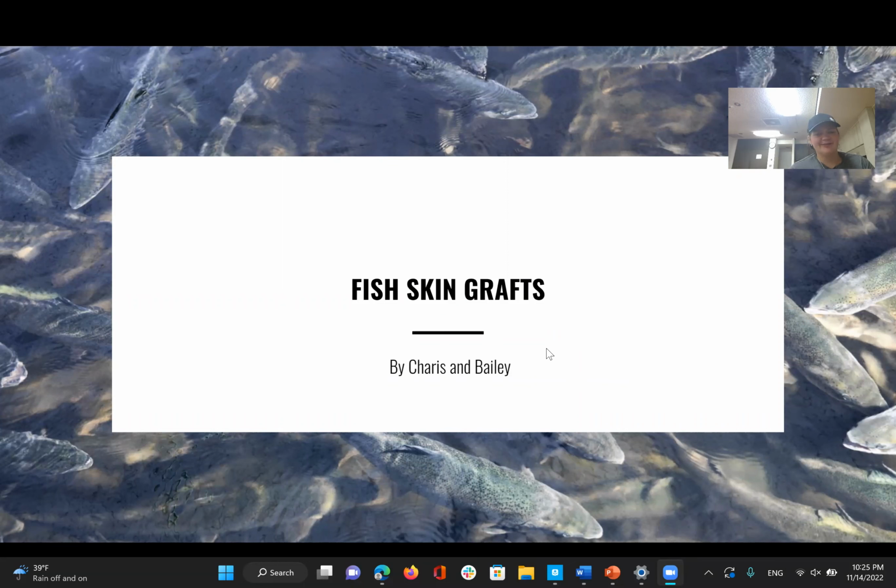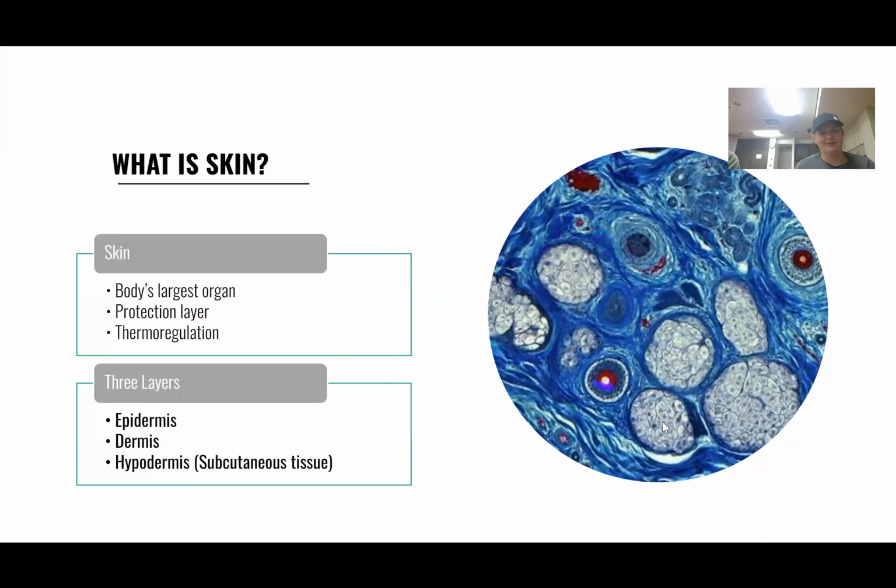So today we're going to talk about fish skin grafts and how they are used in the medical field. It worked a second. All right. So this is a little rough draft for you, but today we're going to talk about skin. So what is skin? It is actually the body's largest organ.